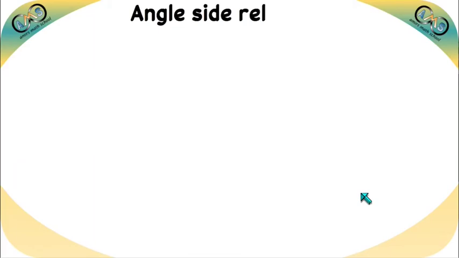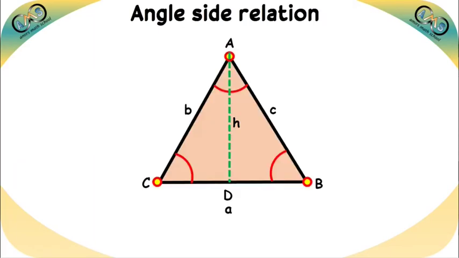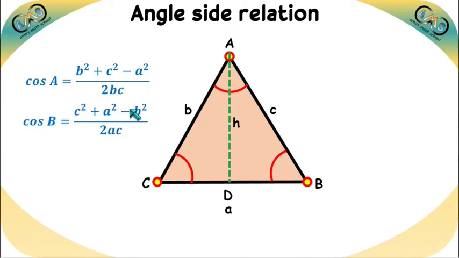Now, the angle side relation in case of a triangle. This one is the triangle. Here A, B, C, and three side lengths, that is a, b, c. Now, when these three side lengths are given, we can find the value of any of these angles using this formula, that is cos A equal to b square plus c square minus a square divided by 2bc, or cos B equal to c square plus a square minus b square by 2ac, or cos C equal to a square plus b square minus c square by 2ab. Using any of these three formulas, we can find any of these angles.